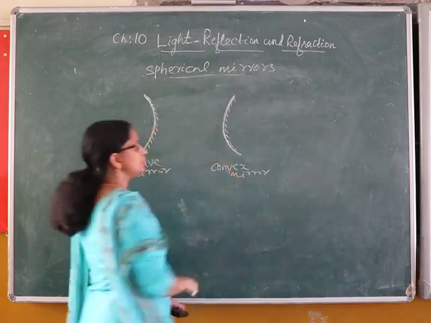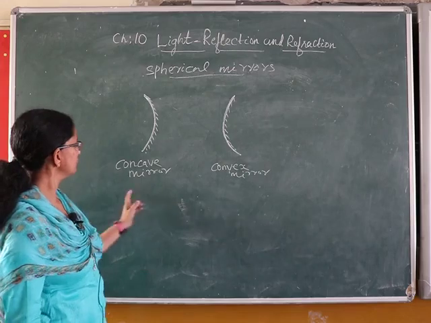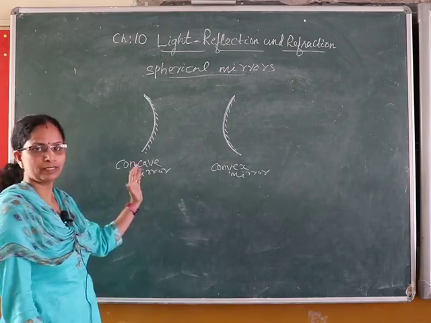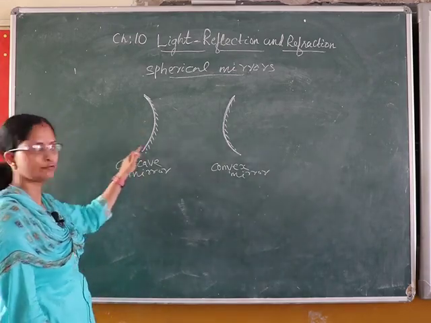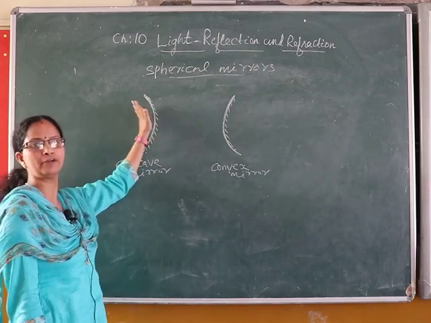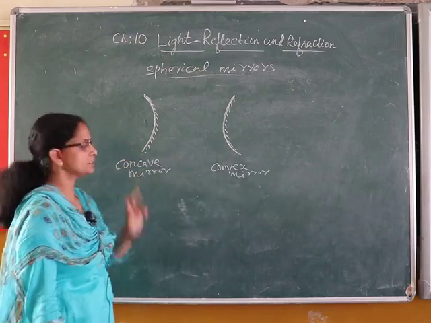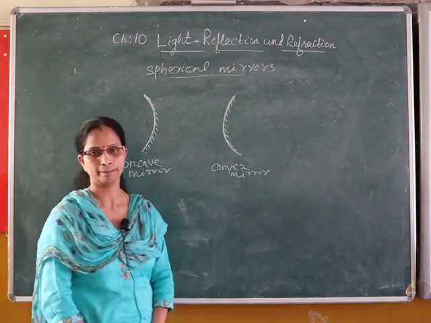Spherical mirrors are of two types, concave mirror and convex mirror. We can understand it easily. Concave, from the word itself we can understand, cave means curved inward. So if the cave surface is the reflecting surface, that is known as a concave mirror.